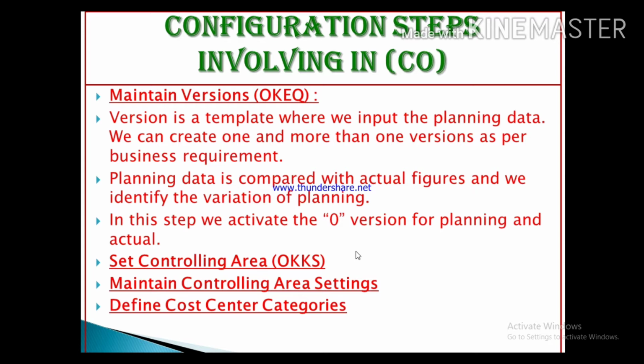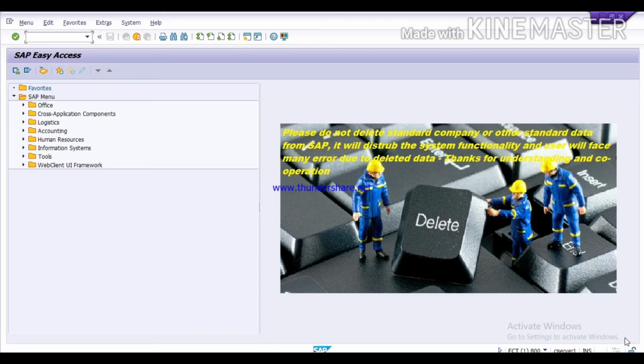Next step is set controlling area. The T code to set controlling area is OKKS. Let's go to the SAP screen and do the practical. Here you can run the T code OKKS directly, or the path is SPRO.